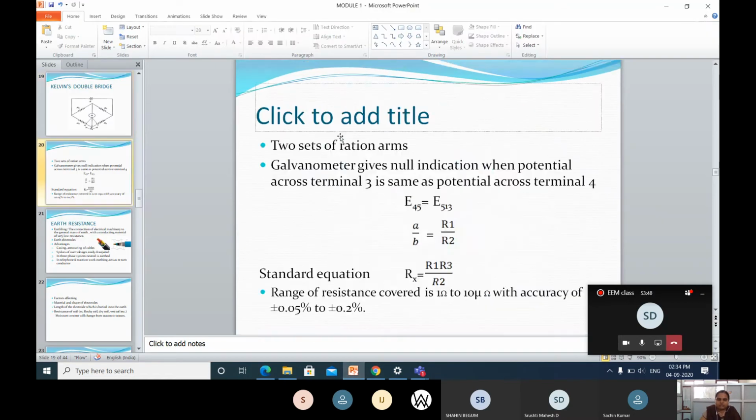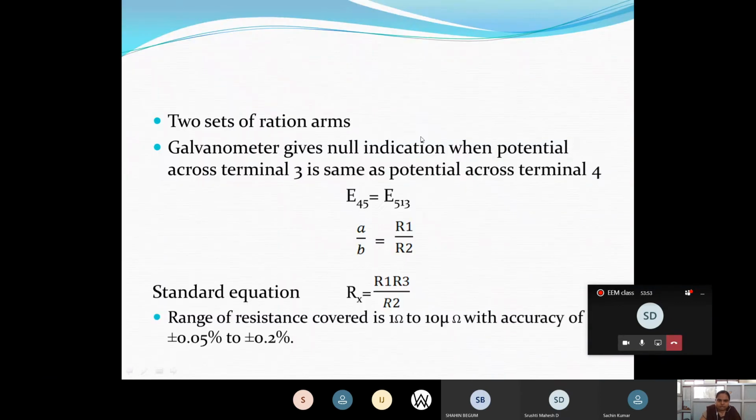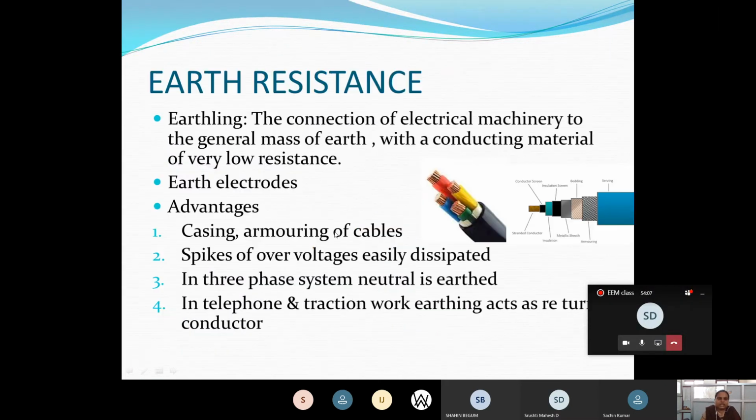This is about Kelvin's double bridge. Here I gave the direct equations. If you want, you can refer to the slides also. I will share everything with you all. This is about your Kelvin's double bridge. The next topic is earth resistance.